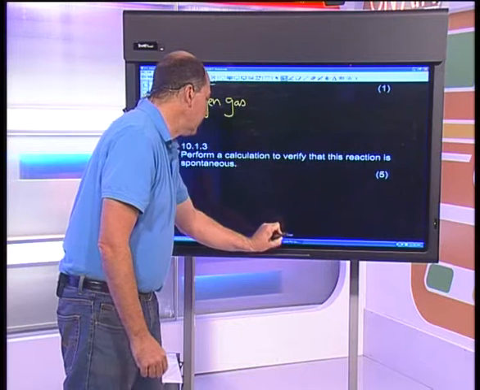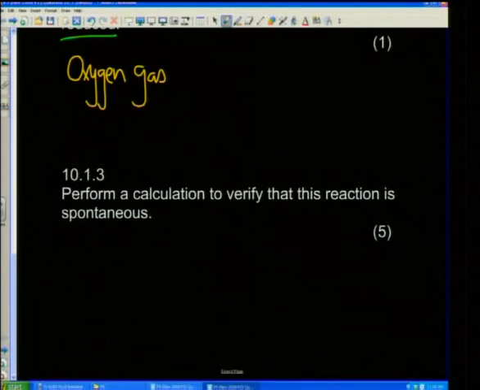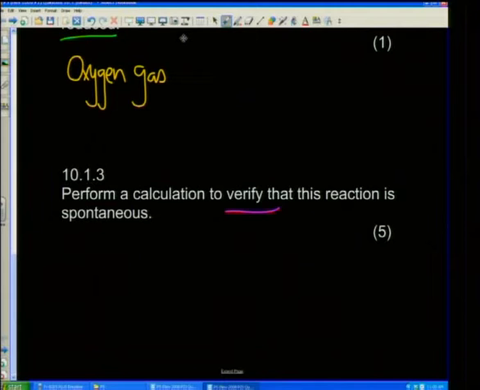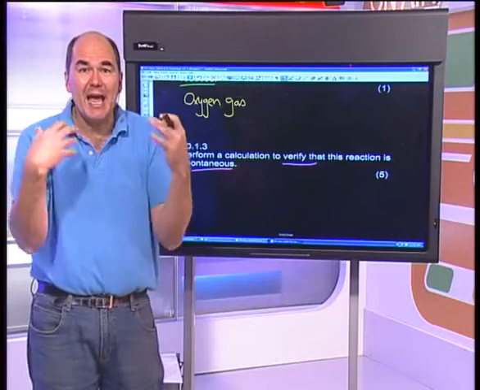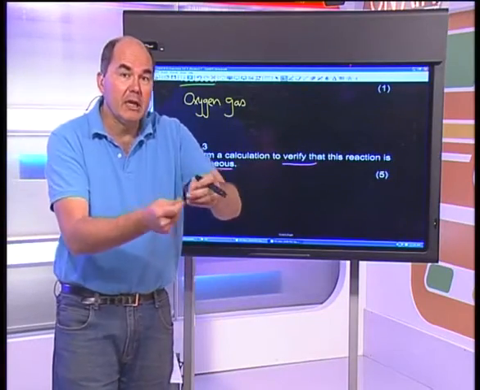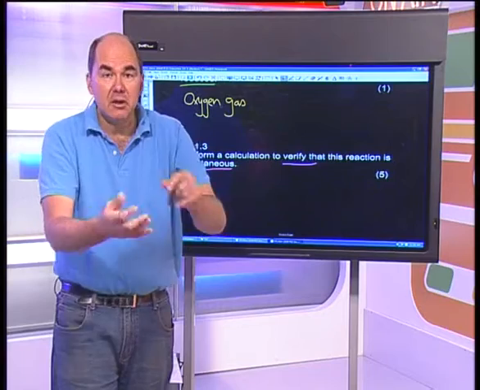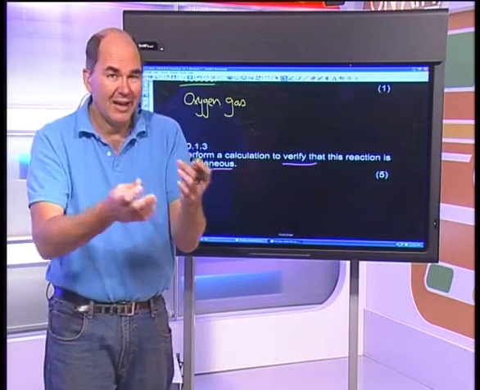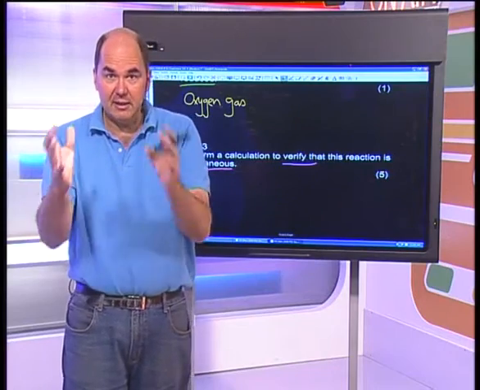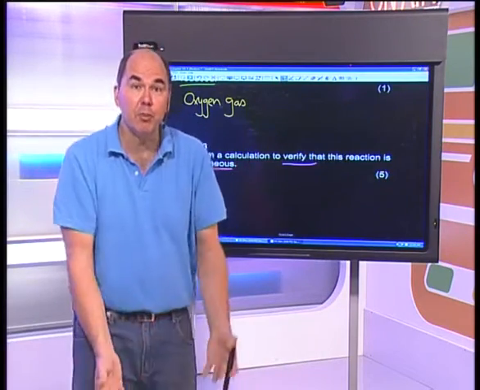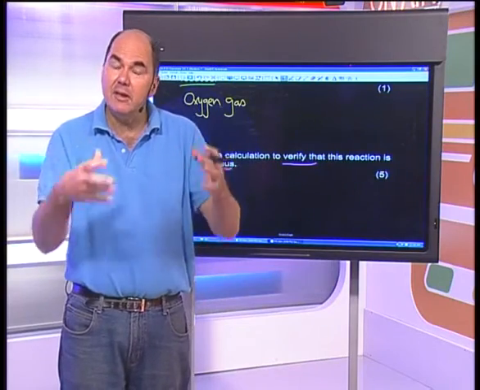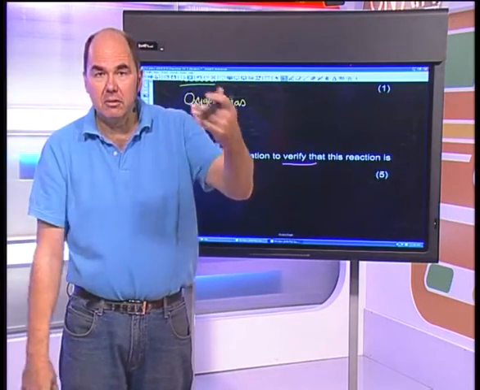Perform a calculation to verify, that means to explain, to confirm that this reaction is spontaneous. We know it's spontaneous. It's happening around us. We know that if we leave some iron nails with some water on the surface out in the air, it's going to turn that brownish color. Iron rusts in air. Happens. We don't have to put a fire underneath it. We don't have to increase the temperature. We just have to leave it out in the air, and over time it will rust.